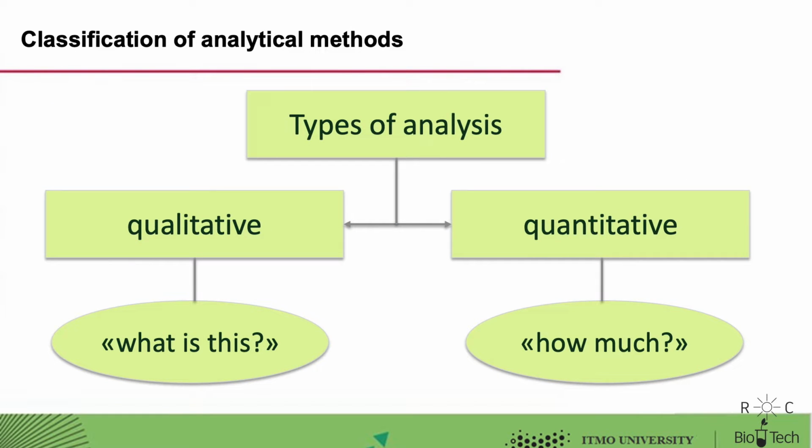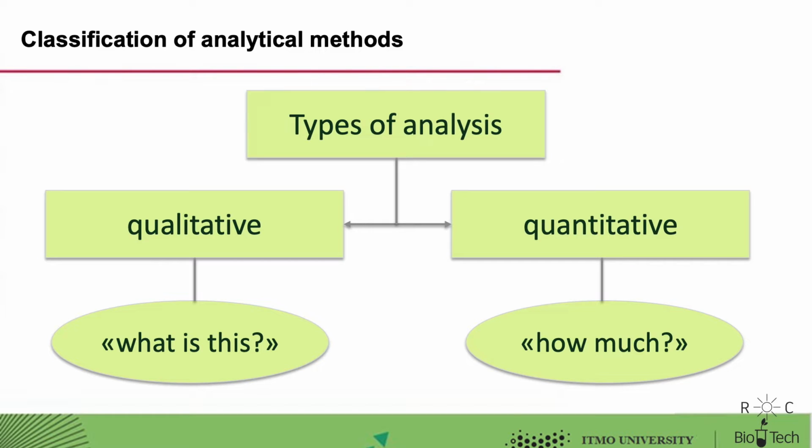In chemical analysis, it is first of all important to make a difference between qualitative and quantitative analysis. The task of qualitative analysis is to determine the qualitative composition of a substance or mixture of substances. That is, qualitative analysis answers the question, what is it?